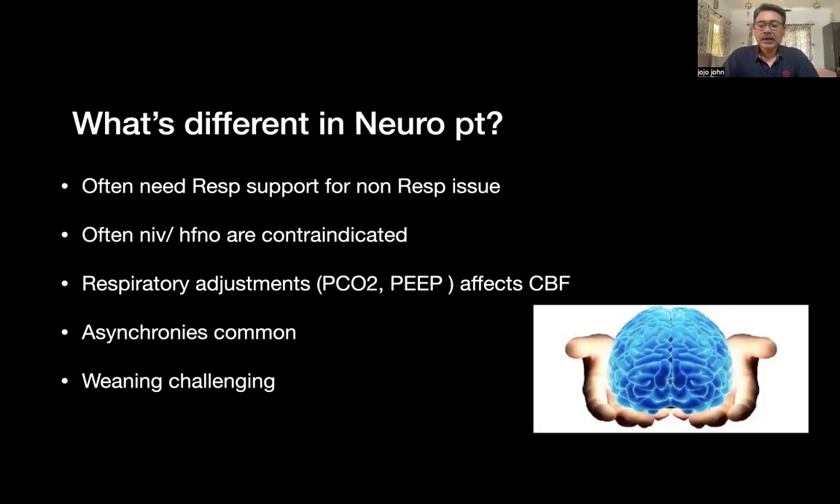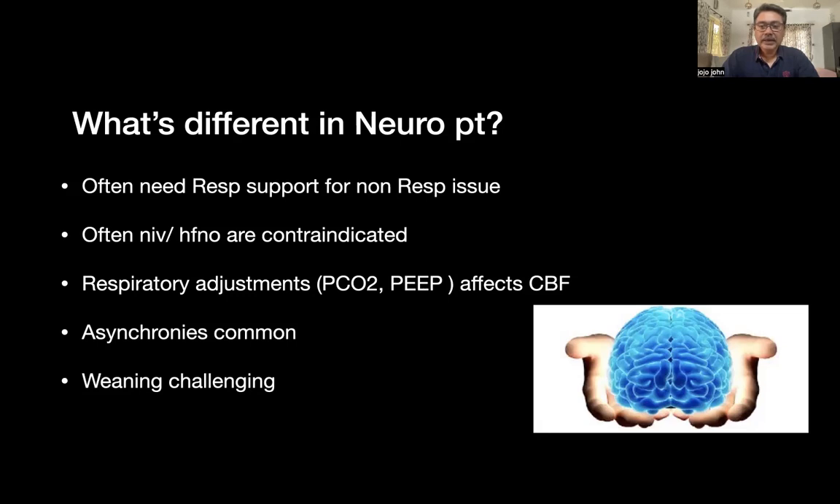Most patients with acute insult to brain have very high level of asynchronies. They have high respiratory drives, and flow starvation, ineffective triggers, and failed triggers are very common. And on the other end of the spectrum, the brain dead patients have this peculiar asynchrony called reverse trigger.